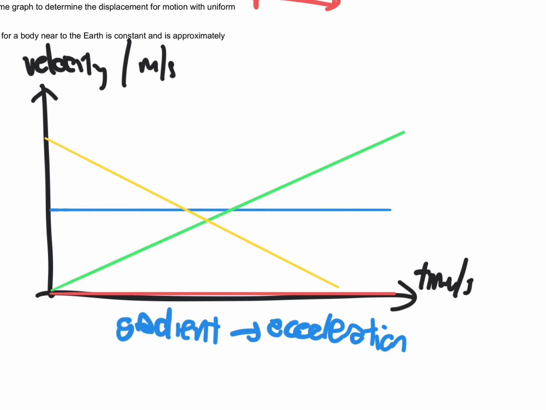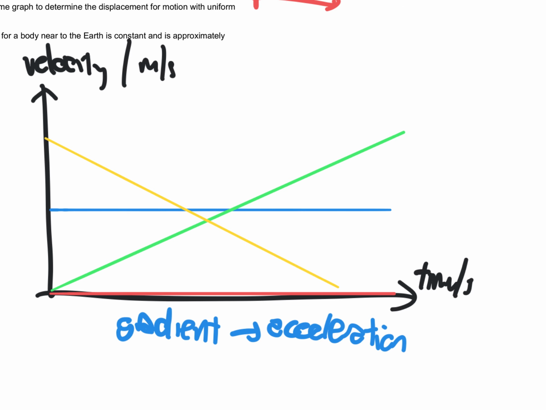Now, let's not talk about any change in gradients for now. Let's just look at everything where it's all straight lines. So gradient in a velocity time graph talks about change in velocity over change in time. That means acceleration. So every time I think of a gradient in a velocity time graph, I'm talking about acceleration.